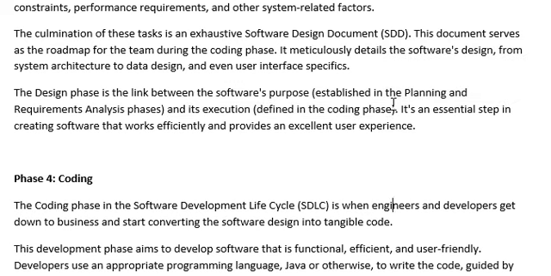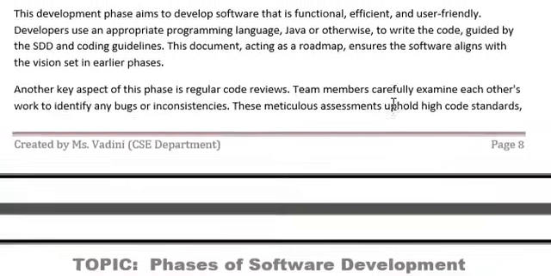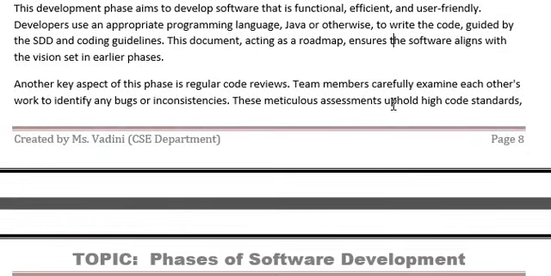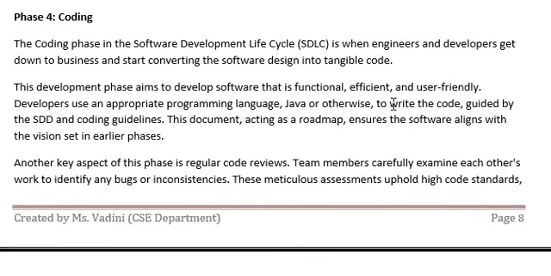Then let's move on to the fourth phase. This is the coding phase in the SDLC, which means when the engineers and developers get down to business and start converting the software design into tangible code, meaning the main coding, developing the software based on the design specifications. This is the coding.